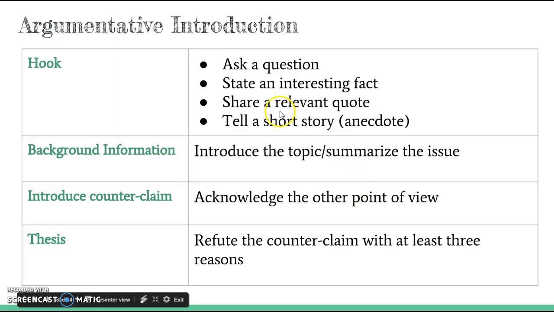You'll start with a hook, and some strategies for that hook are to ask your reader a question. Perhaps you want to share an interesting fact, or a relevant quote, or maybe a short story, which we call an anecdote. After you have your reader's attention, then you're going to give some background information. Here you'll introduce the topic and summarize the issue that you're going to be discussing. So tell them anything that you feel like they need to know to be able to understand your argumentative piece.